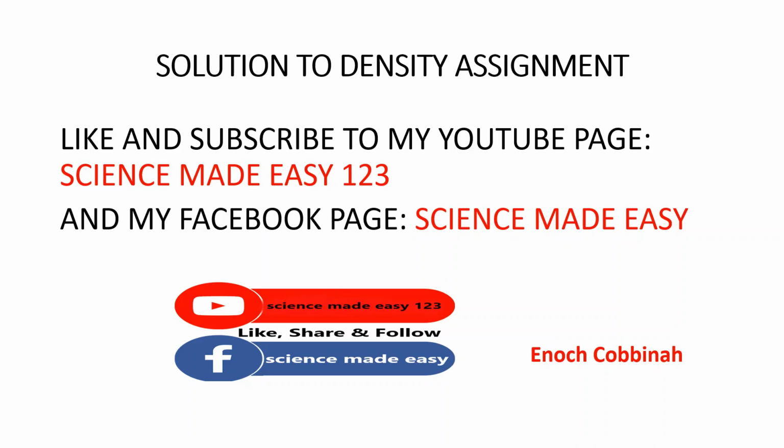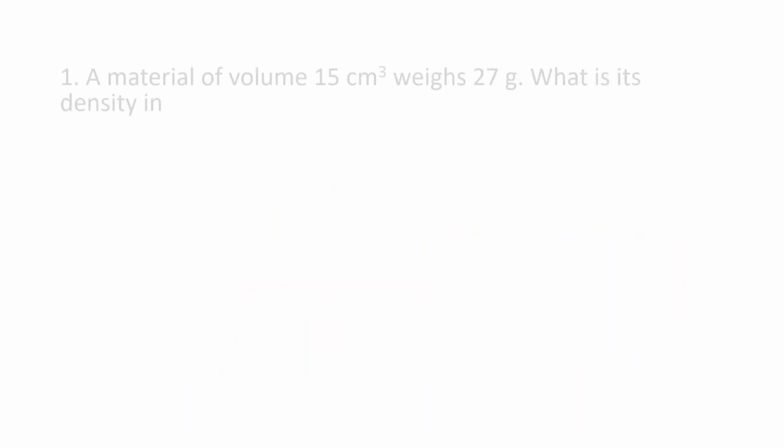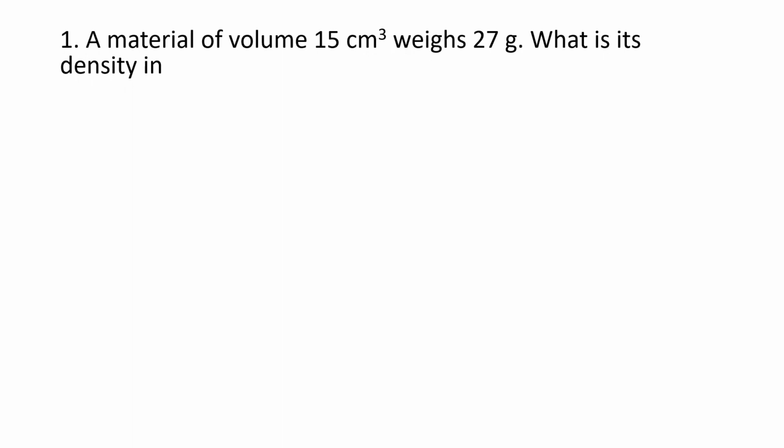Last week, I gave you an assignment on density. You're going to look at the solution or answers to these two questions I left with you last week. The first one: a material of volume 15 centimeters cube weighs 27 grams. What is its density in (I) gram per centimeter cube? Then (II) kilogram per meter cube.